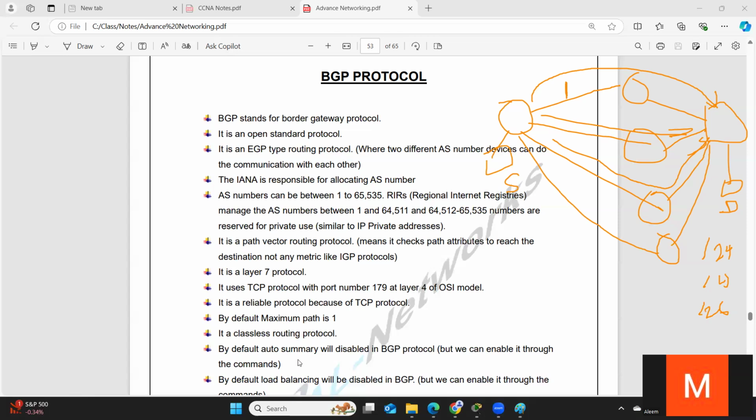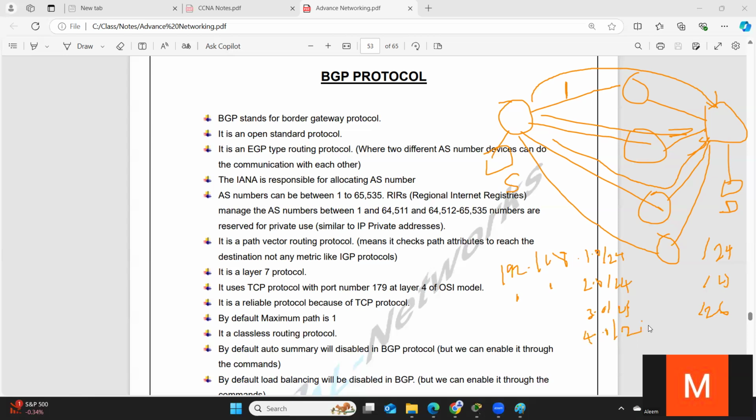And by default, auto summary will be disabled. So what does auto summary mean? Here we have one prefix, 192.168.1.0, this is one /24 prefix. Here we have the same, 192.168.2.0/24. We have multiple, like 3.0 and 4.0, many prefixes.